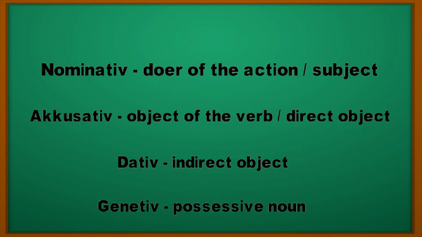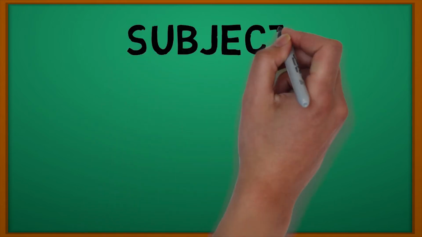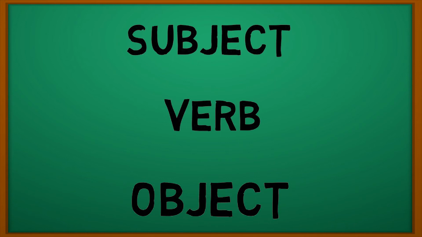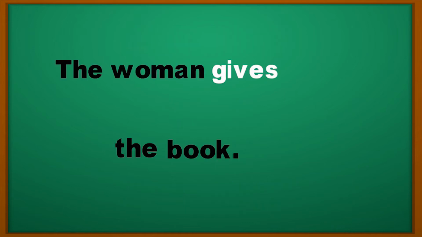So in order to identify the case of the given noun, it is very important to recognize the subject, verb and object in the sentence. So today, let us only focus on identifying the subject, verb and object in the sentence. So here is a simple sentence in English. The woman gives the book.